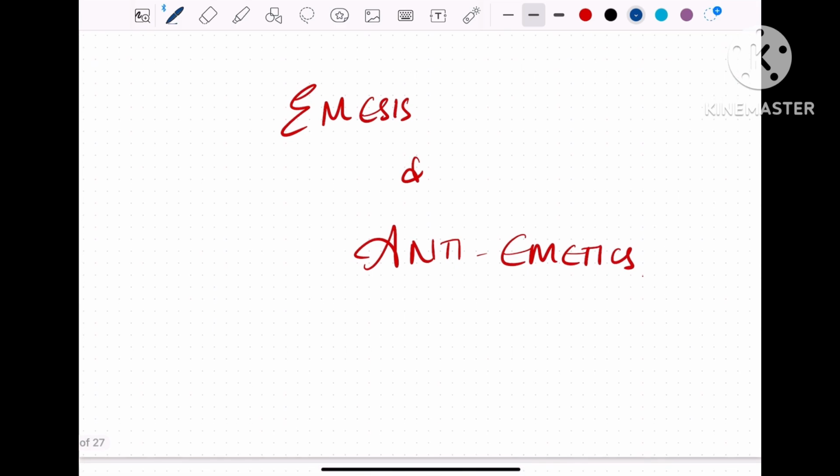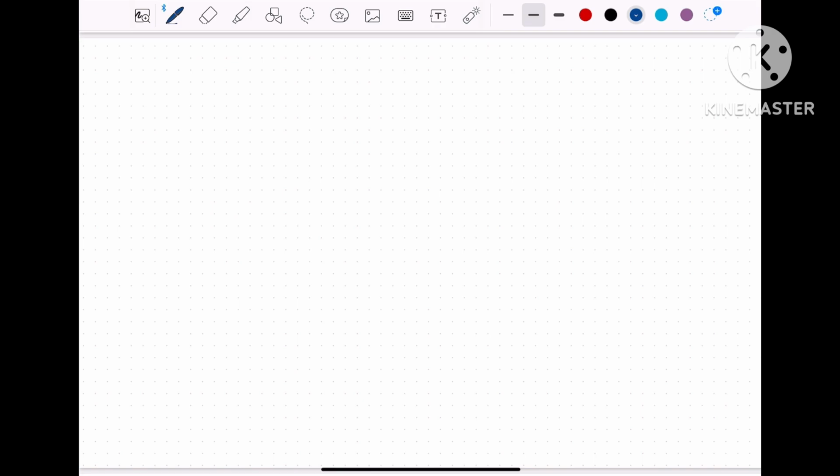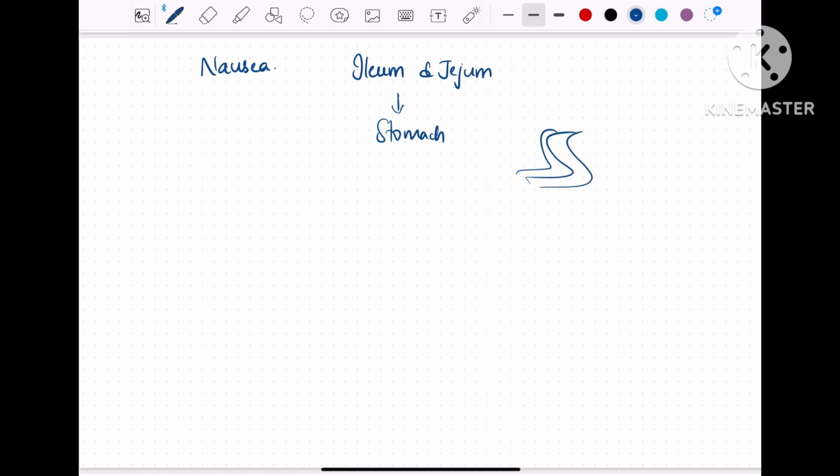Today we will be discussing emesis and antiemetics. First, before we go into the topic, let's discuss what is meant by nausea. Nausea is a subjective feeling of the need to vomit, and vomiting is a complex process which begins with contractions in the ileum and jejunum. These contractions move all the contents back into the stomach.